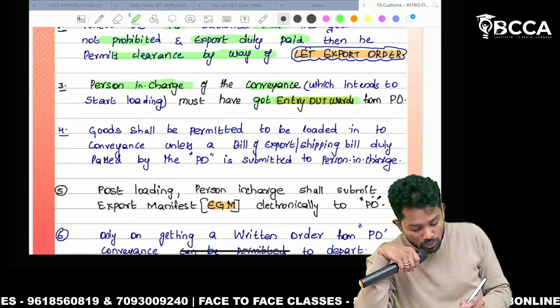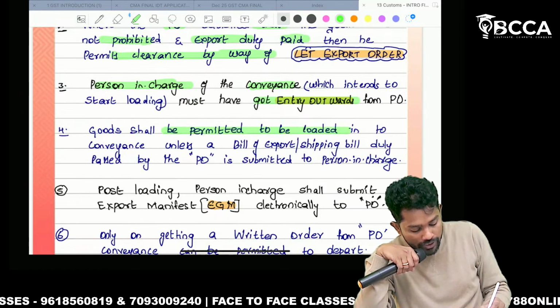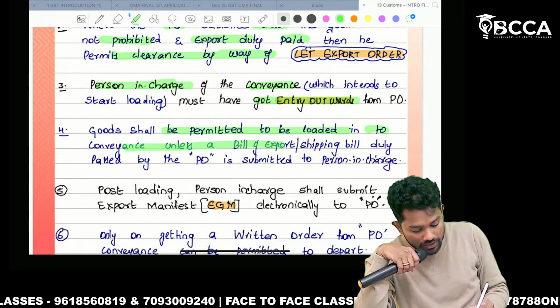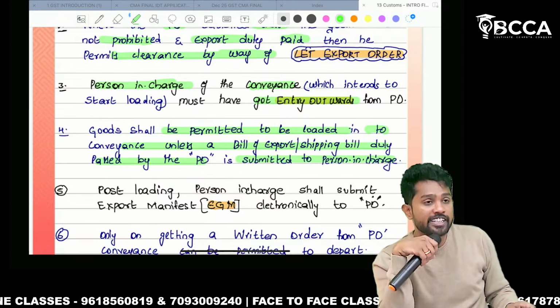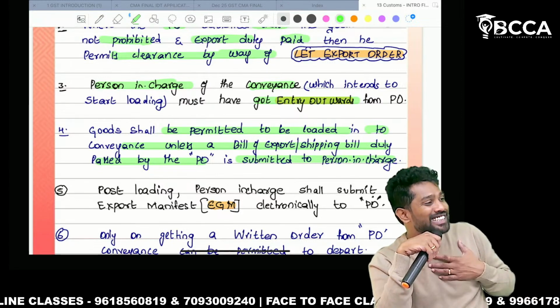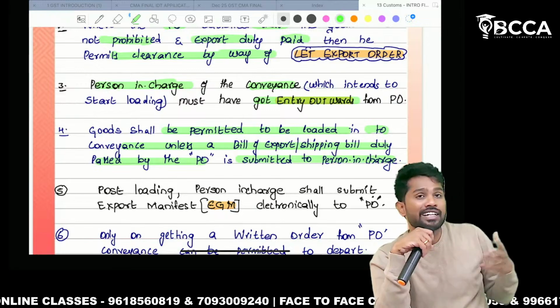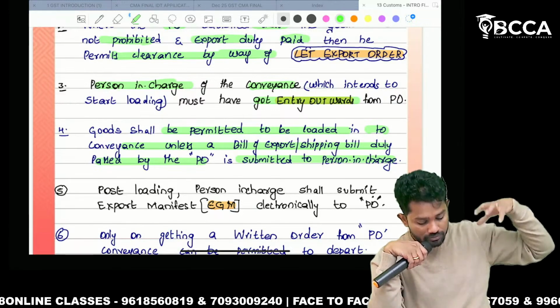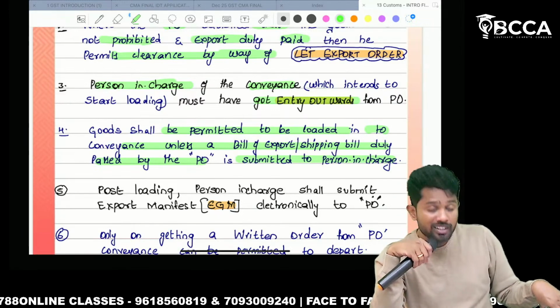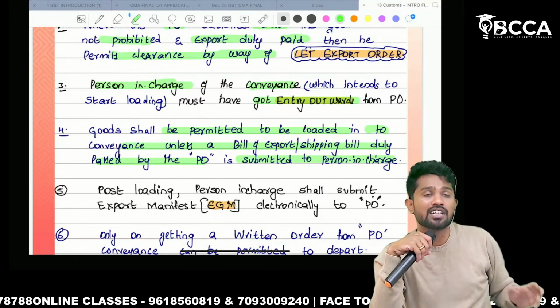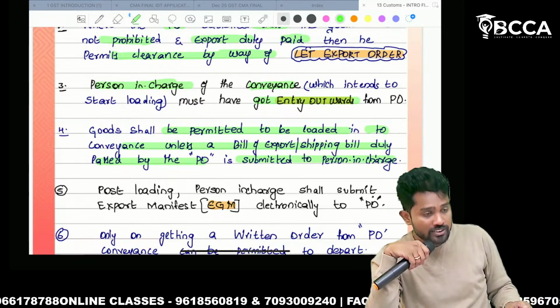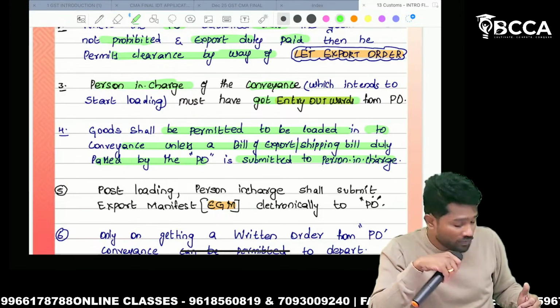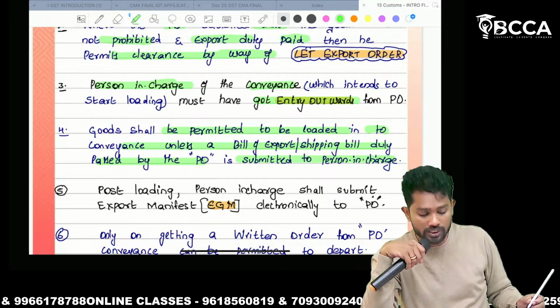Goods shall be permitted to be loaded into conveyances only if a bill of export or shipping bill, duly passed by the proper officer, is submitted to the person in charge. Unless I, being an exporter, get that bill of export or shipping bill and submit it to the person in charge, I cannot load my goods into the vessel. The person in charge will not permit me to load the goods.